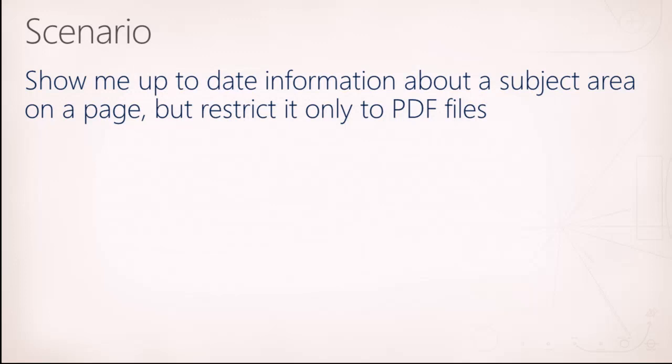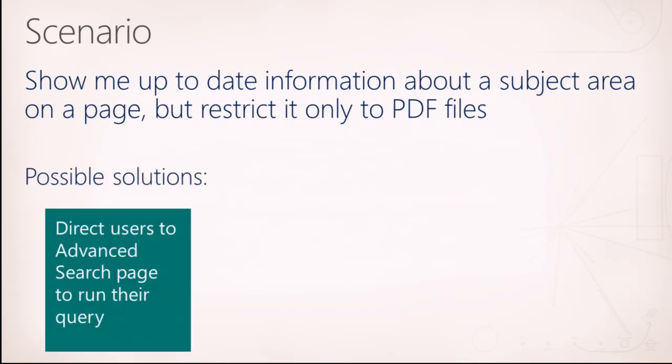First scenario. Show me up-to-date information about a subject area on a particular page, but restricted only to PDF files. How do we accomplish that? So what I did over here in these scenario slides is I put in some possible scenarios, and then I go with the no-code, the browser-based scenario. So that's one thing: direct users to the advanced search page to run their own query.